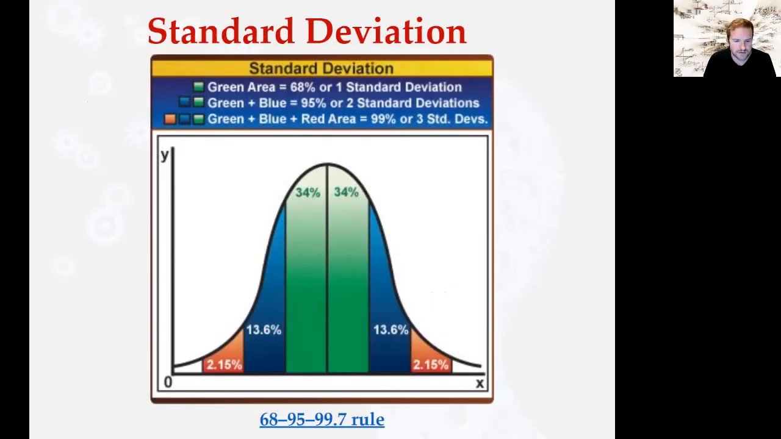So standard deviation tends to follow what's called the 68, 95, 99.7 rule. And what that means is 68% of all scores fall within one standard deviation, 95% of all scores fall within two standard deviations, and 99.7% fall within three standard deviations. So when we get into abnormality, we're really looking at anything in that 0.3%. That's what we consider genius.